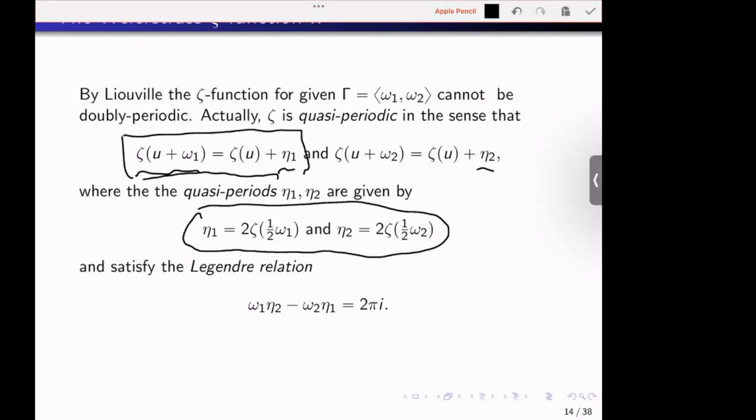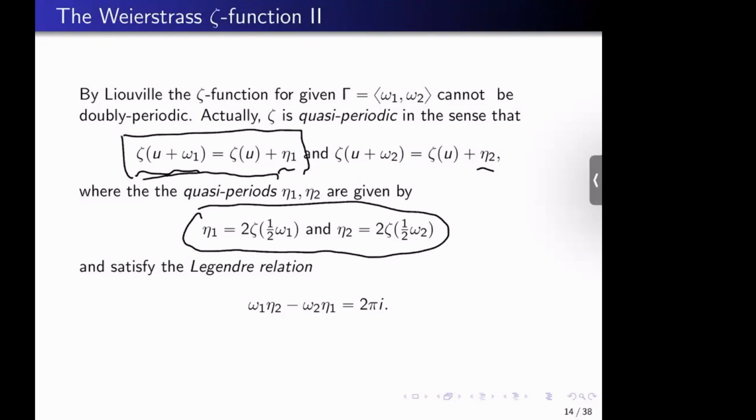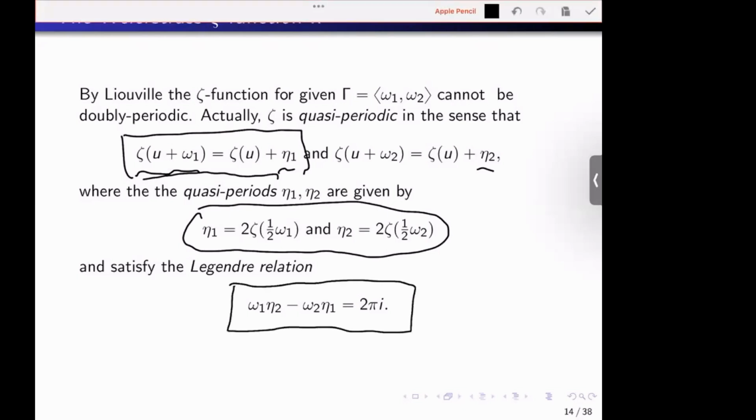So one important observation here is, well, as I said, the zeta function cannot possibly be doubly periodic, right? So this means this eta 1, eta 2, they cannot possibly both be 0. And this is also reflected here in the so-called Legendre relation, right? So the lattice generators and these quasi-periods satisfy this kind of determinant relation, that if you look at this determinant of them, then you actually get a constant value 2 pi i, right? So this immediately shows that not both of them can be zero.